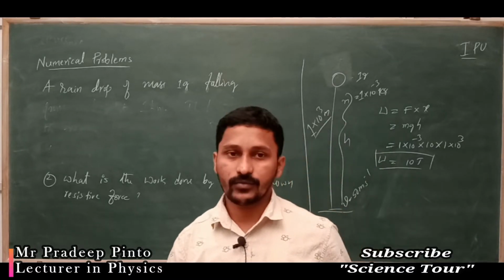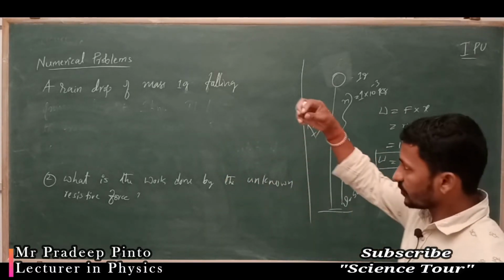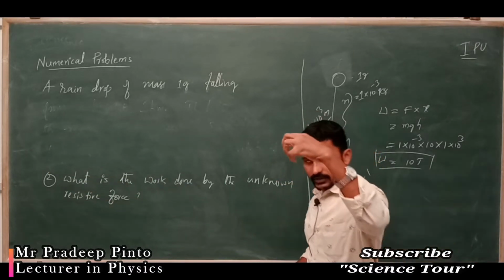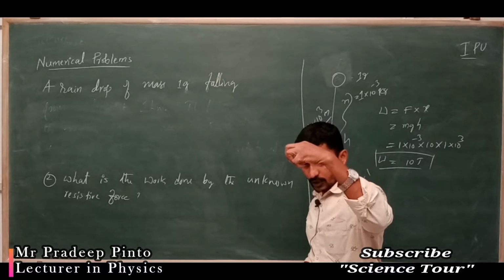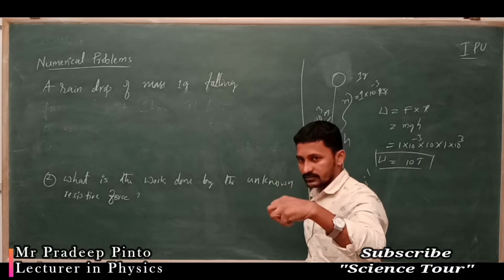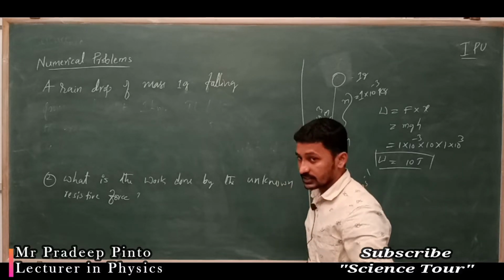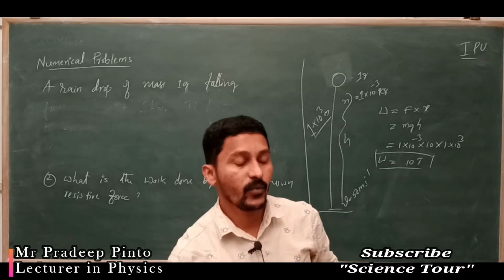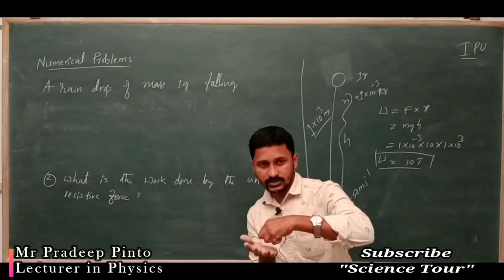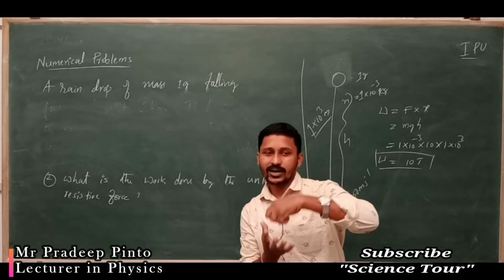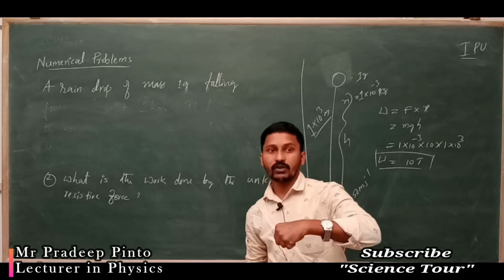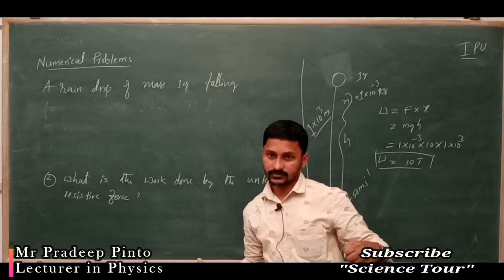Now see, the raindrop is falling, which means air particles will be there. The drop was at rest, it is going to fall, and its velocity increases. When it goes on increasing, the air particles apply an opposite force to it. So what happens? Velocity increases and reaches a maximum value. After that it becomes constant. Why?